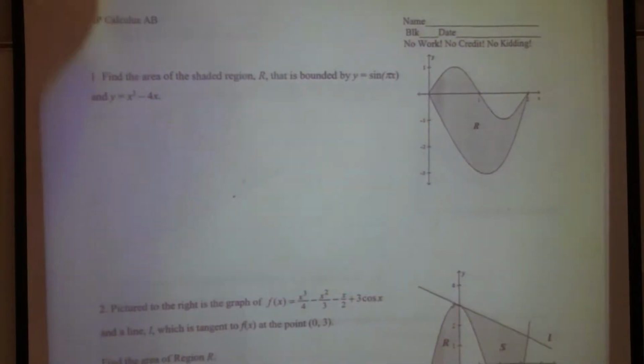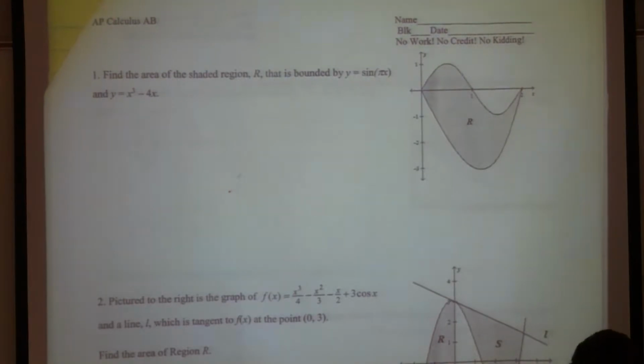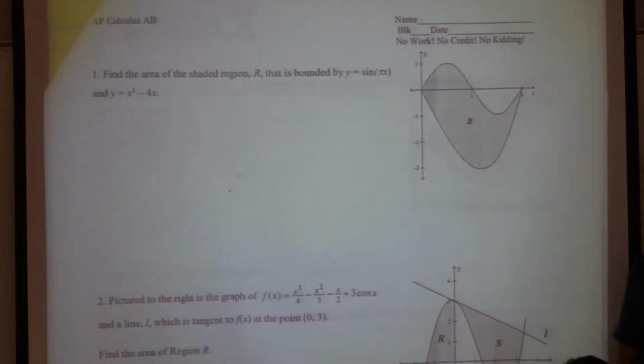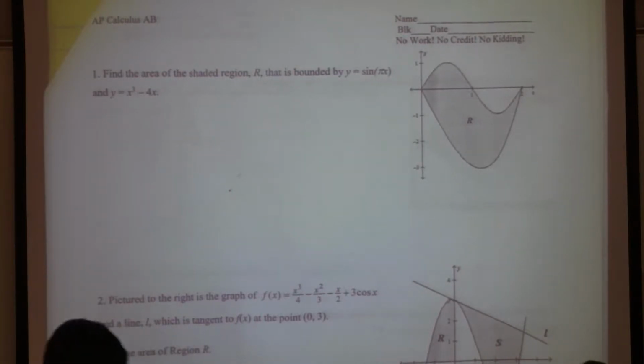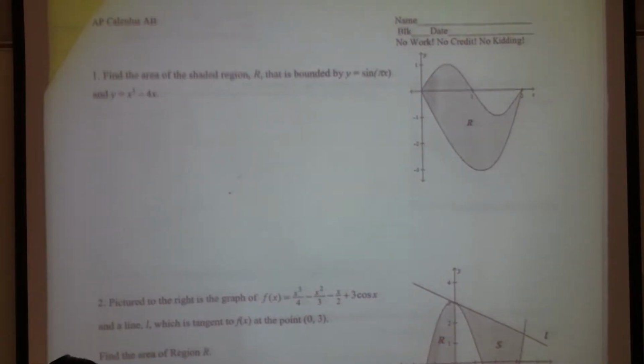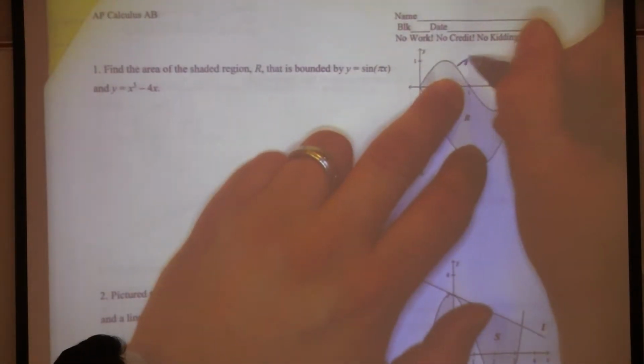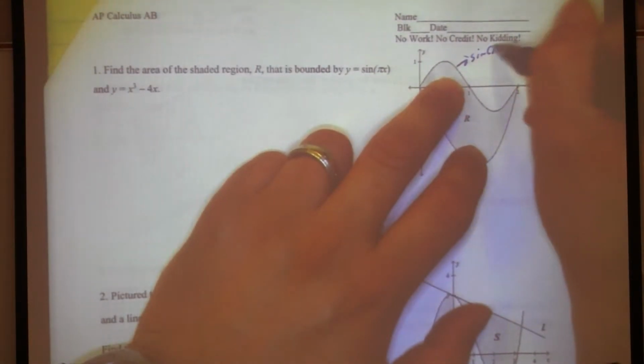Might be only able to do one or two. So find the area of the shaded region R that is bounded by y equals sine of pi x and y equals x to the third minus 4x. So we gotta start off by identifying which function is which one. Which one do you think is sine of pi x? The one on the top? Okay. So this guy right here is sine of pi x.